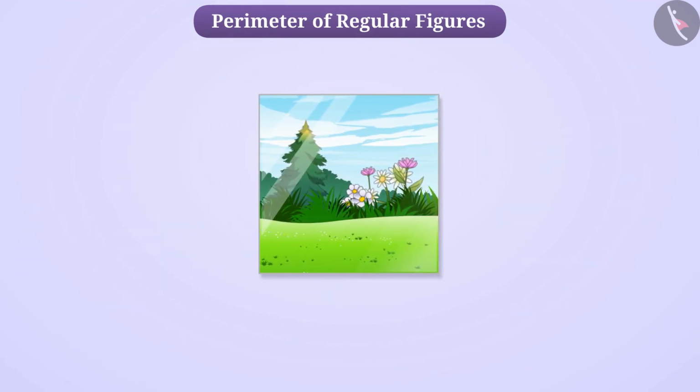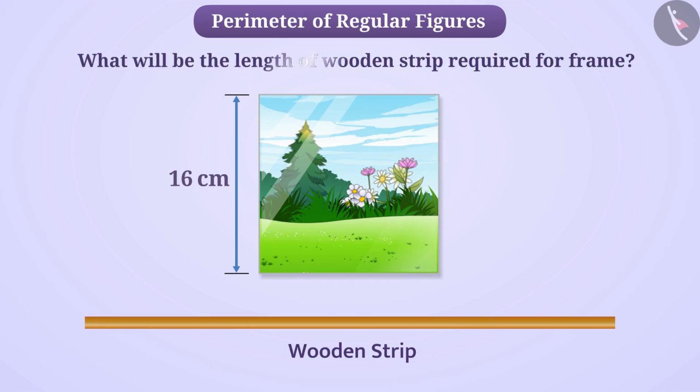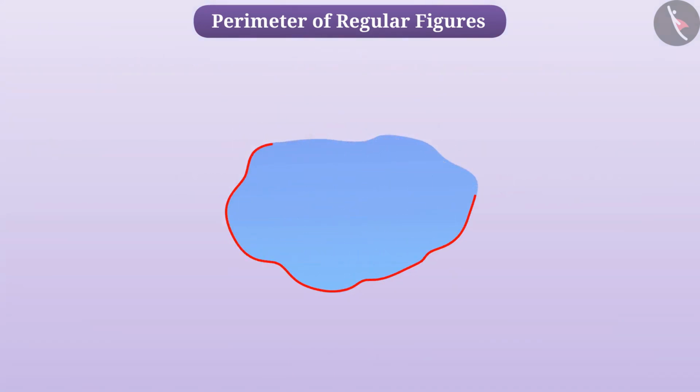Suppose we have to frame a square photo of 16 cm side with a wooden strip. For this, we have to find out what will be the length of wooden strip required. To find out, we have to find the perimeter of the square photo. You will remember that the distance travelled along the edge of a shape is called the perimeter of that shape.